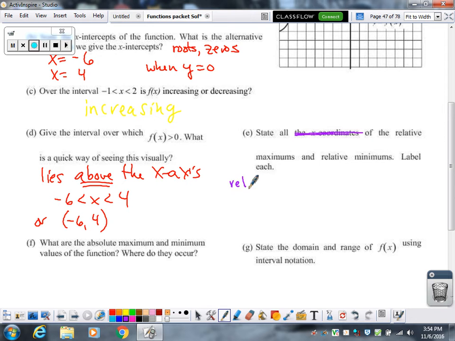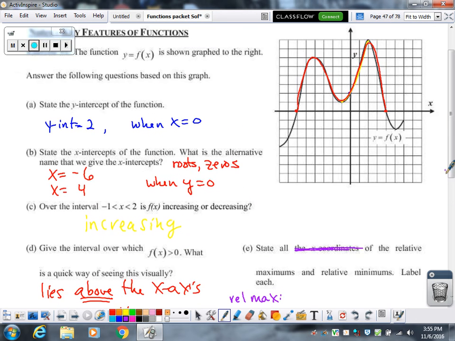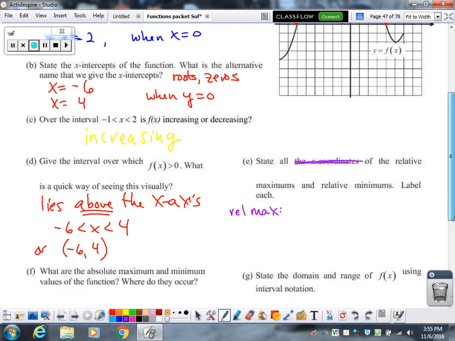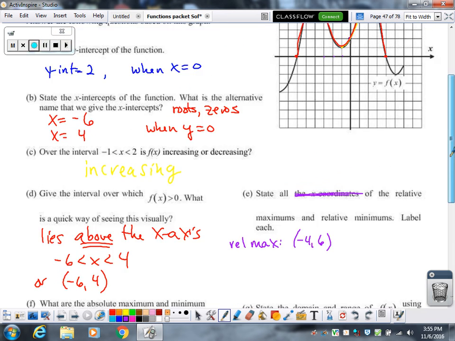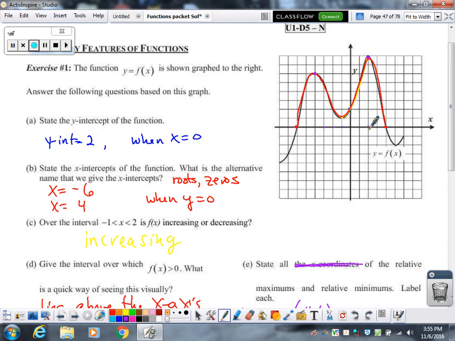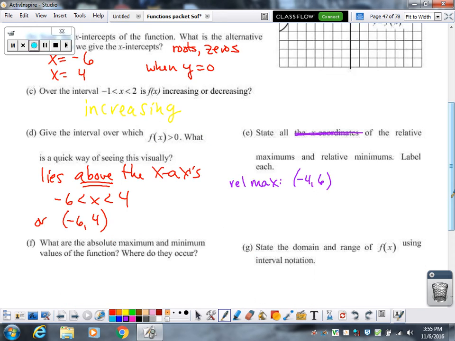So the relative maximums are going to be all the peaks. And we have a peak here and a peak there. So it's in 1, 2, 3, 4, -4, comma 6 is a maximum, and there's another maximum at 2, 1, 2, 3, 4, 5, 6, 7, 8, at 2, 8. So both 2, 8 and -4, 6 are the relative maximums.